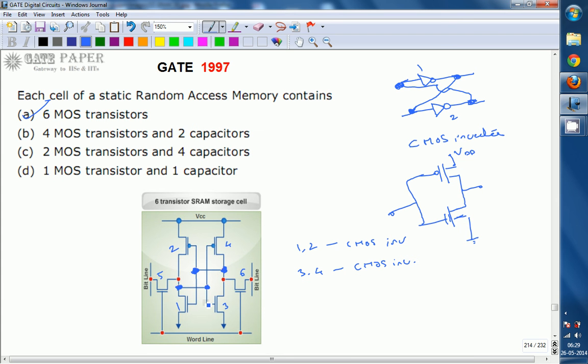This is the 6 transistor, 6 MOS transistor SRAM cell. This is the basic version, which requires 6 MOS transistors, whereas option D, 1 MOS transistor and 1 capacitor, is used for the dynamic RAM. Dynamic RAM requires one MOS transistor and one capacitor. So the right option for this question is A.